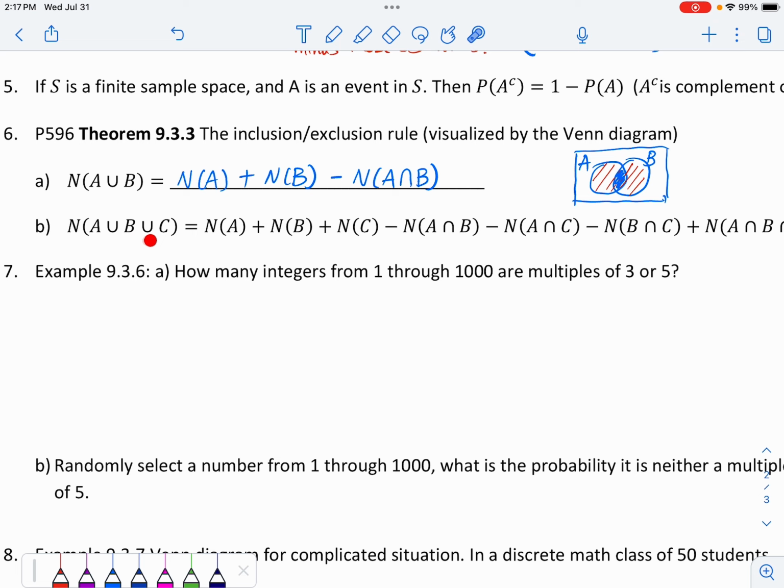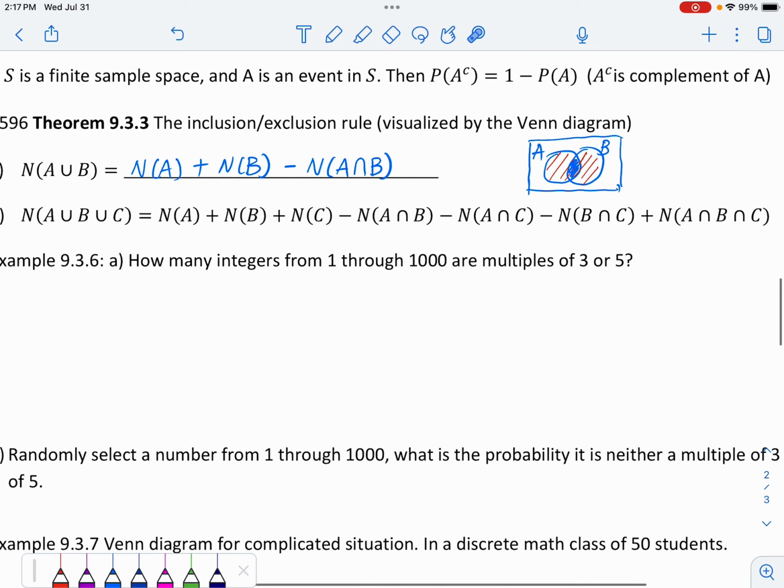When we have three sets, this is what it is. The number of elements in A union B union C is equal to the number of elements in A plus the number of elements in B plus the number of elements in C, minus the intersection of each pair, and then plus the intersection of all three sets, because when you subtract those, the intersection of the three sets has been subtracted more than it's supposed to be, so we have to add it back.